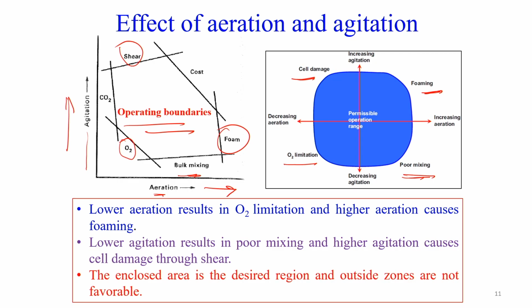In addition, if you increase the agitation, there is an increase in cost because of the power requirement. So, the enclosed area is the desired region and the outside zones are not favorable. You can say this is a permissible operation range, and during the scale up it is important that the aeration and agitation values are selected from this region only.